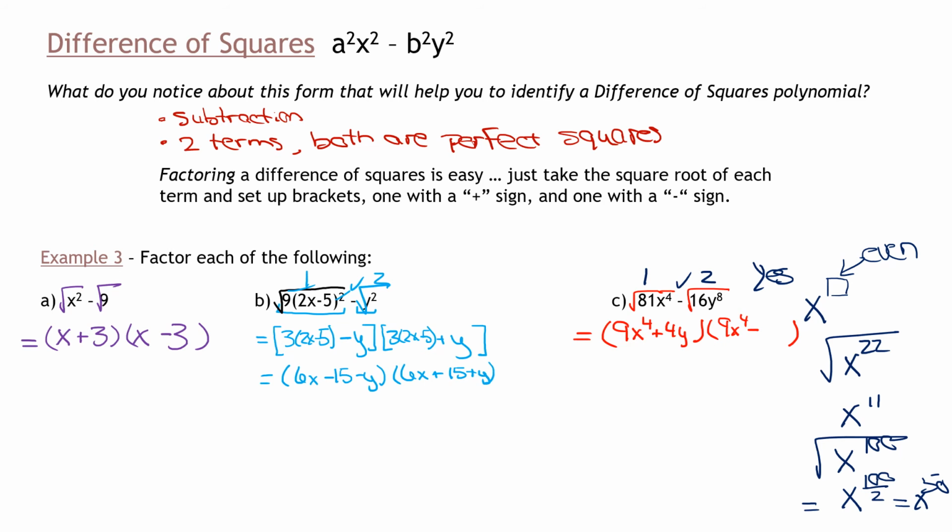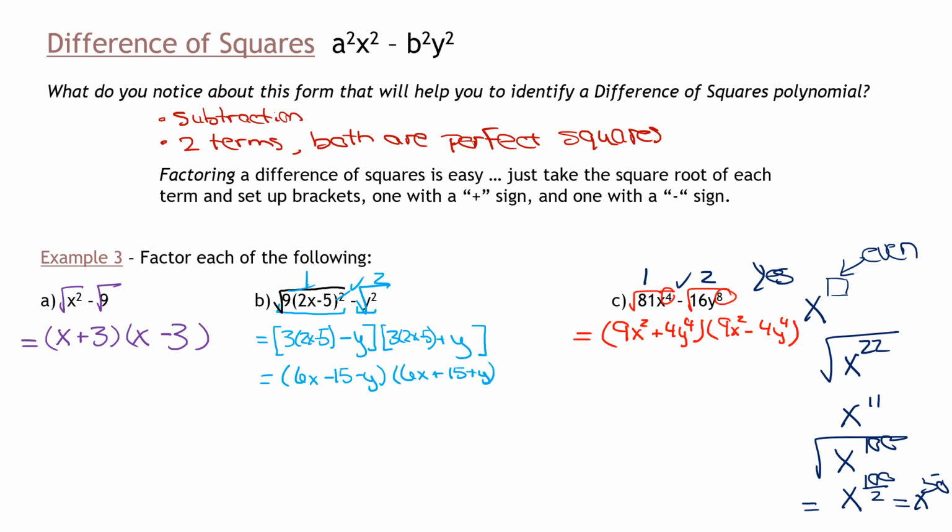this is not 9x to the power of 4. Sorry, I was looking at my last exponent there. I was looking at this exponent. X to the power of 4, that's a 2, because that's half of 4. And I just gave away my answer. The square root of y to the power of 8 is y to the power of 4. Whoops. 4 minus 4y to the power of 4.